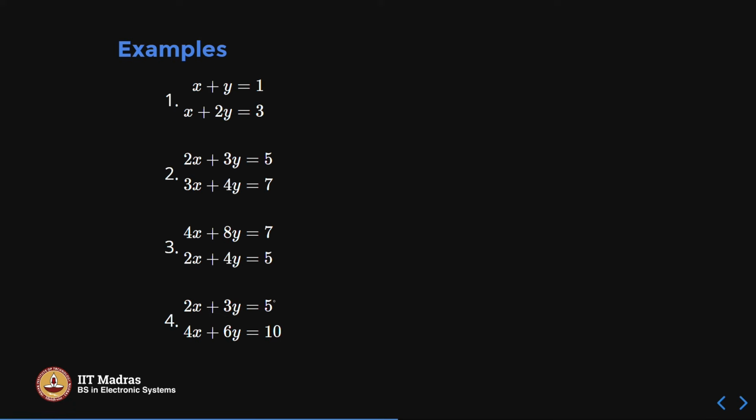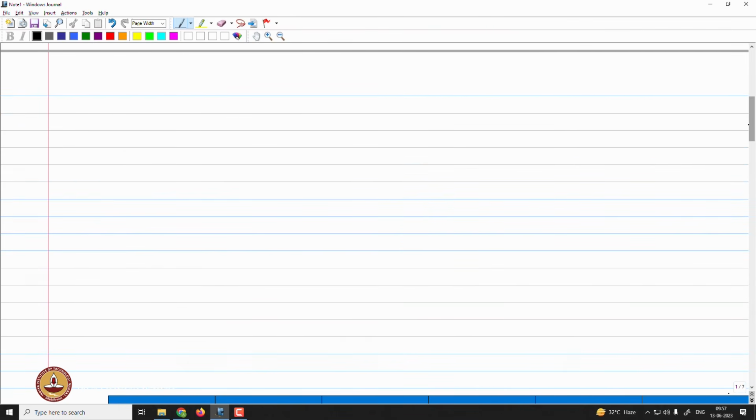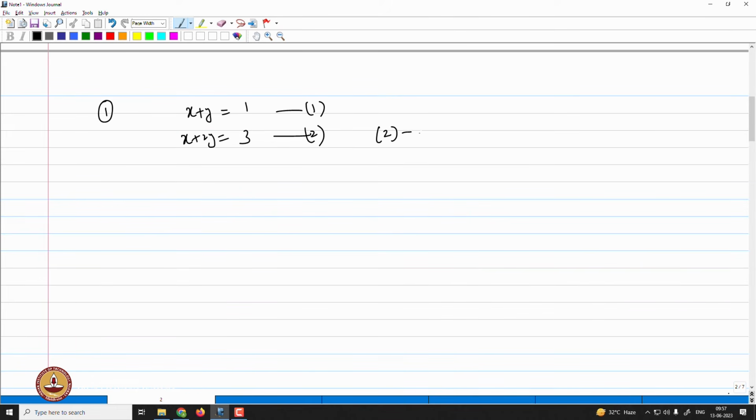There are like 4 examples here. I want to quickly go through each one of them. The first one is x plus y equals 1, x plus 2y equals 3. Okay, so let's start with that. Let me just make sure I got that right. Okay, so what do I do here? I see that this is in the square form, it's not in a triangular form. I have to do elimination, and for elimination, this is equation 1, this is equation 2. Instead of 2, I'm going to replace it with 2 minus 1, right?